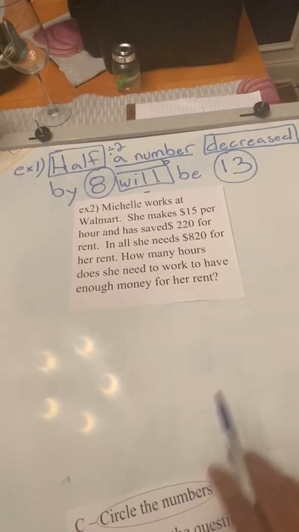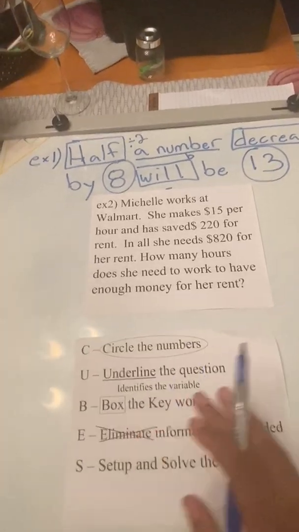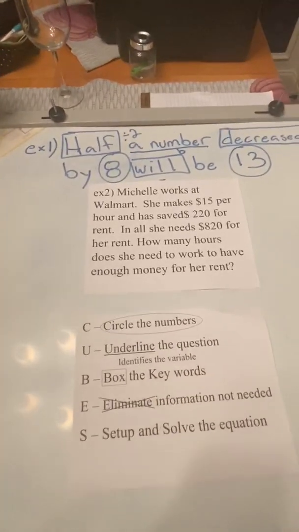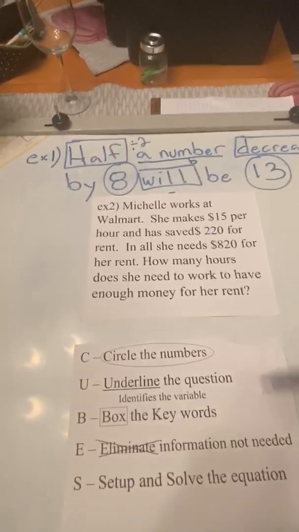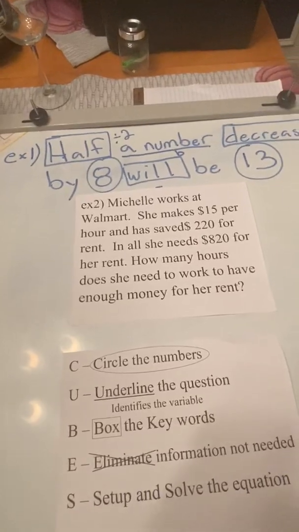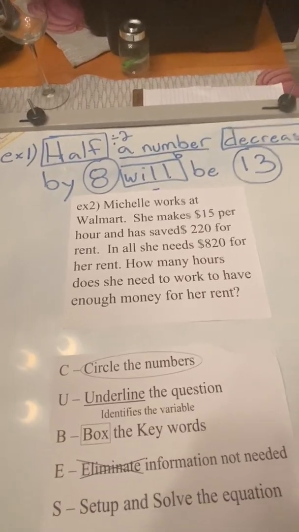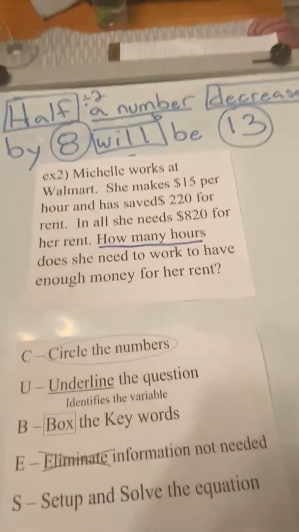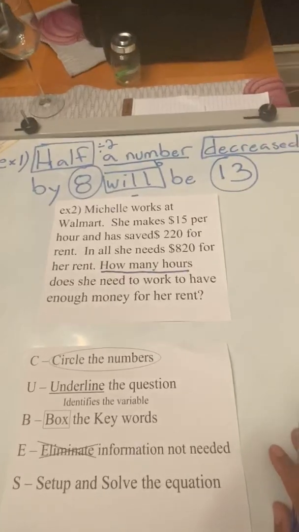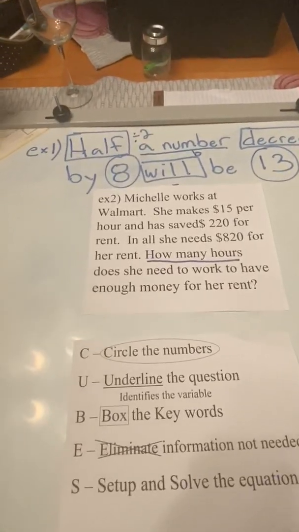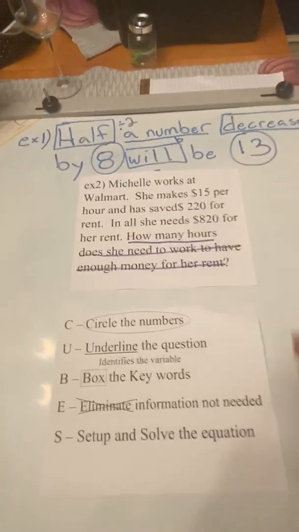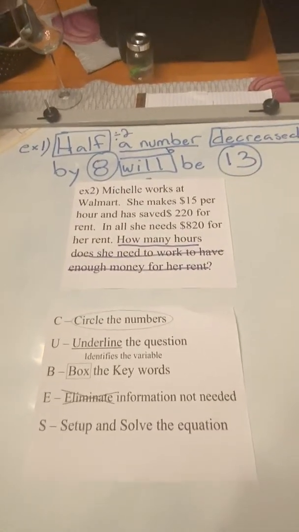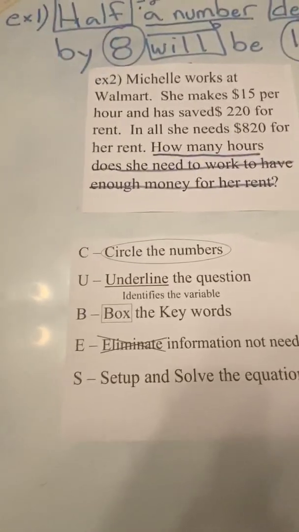Now, word problems like this, I like to skip a step. Well, not skip, but start with the U, underline the question. So what's the question? The question is always wherever the question mark is. How many hours does she need to work to have enough money for her rent? But we can simplify that to just how many hours. The part about does she need to work, we don't really need, so we can eliminate this part. We know how many hours is the question. That's the variable.